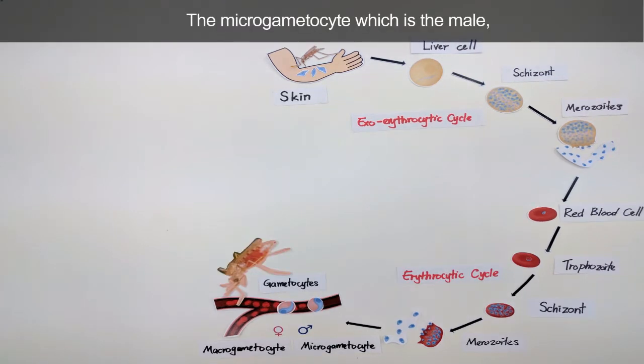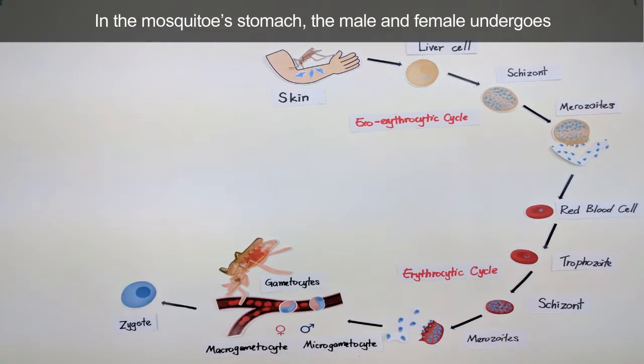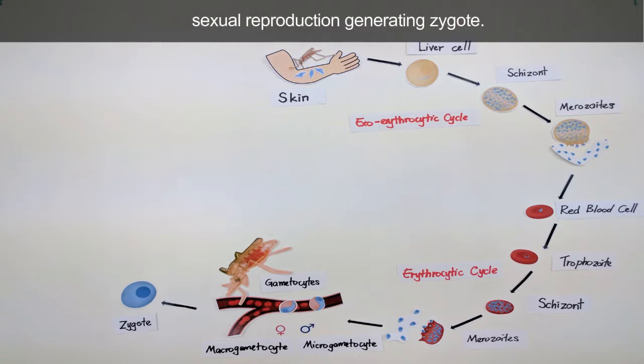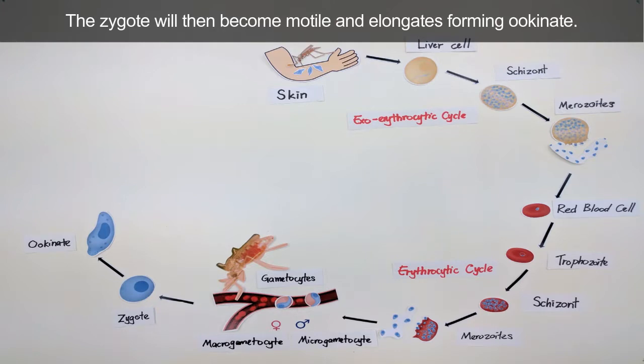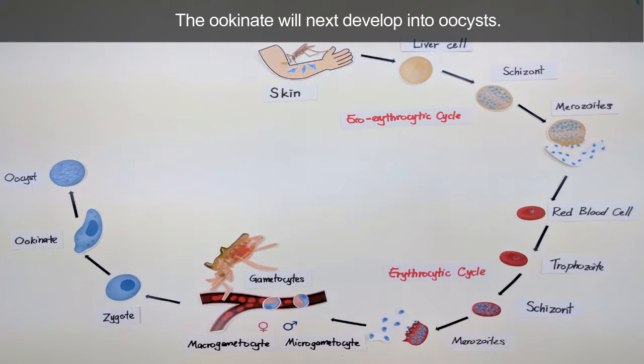The microgametocyte, which is the male, and the macrogametocyte, which is the female, are ingested by the Anopheles mosquito during the blood meal. In the mosquito's stomach, the male and female undergo sexual reproduction, generating a zygote. The zygote will then become motile and elongate, forming an ookinete. The ookinete will next develop into oocysts.